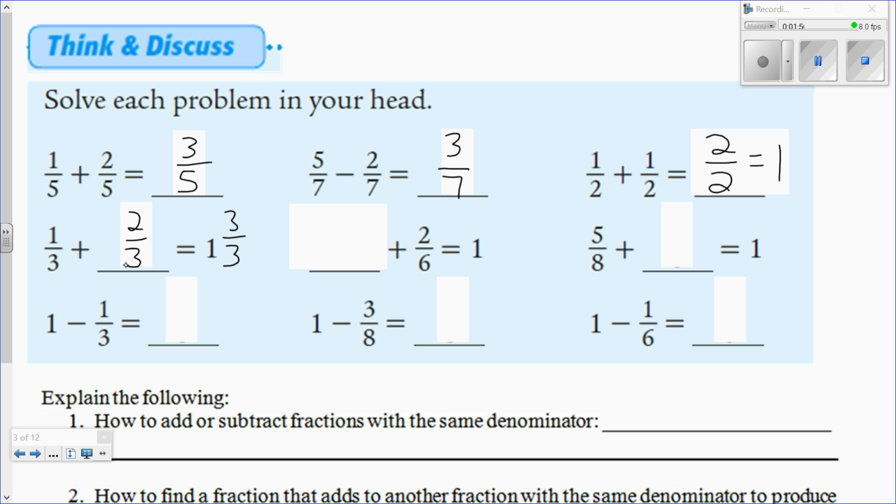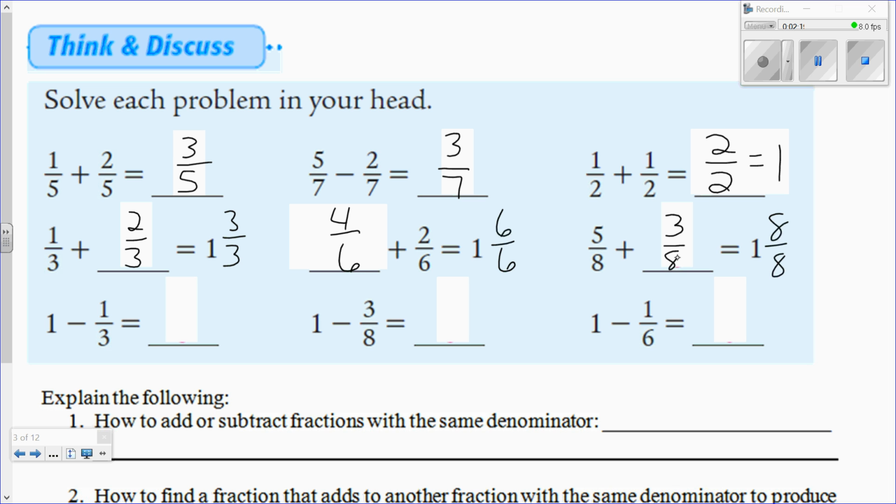What plus 2/6 will give me 1? Again, the 1, if I change it to a fraction, is 6/6. So 2 plus what gives me 6? That would be 4/6. 5/8 plus what equals 1? Again, getting to 8/8. If you need to change it, go ahead. You would add 3/8.